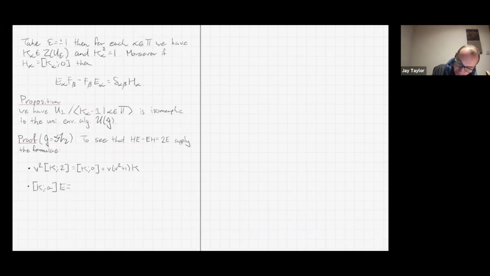Okay. Well, this is just the standard thing that if I pass an E over one of these K alphas, then I pick up a 2, okay, in the SL2 case. And similarly for HF minus FH is minus 2F. And obviously the only other interesting relation that you want to know that holds is exactly this one here, okay?